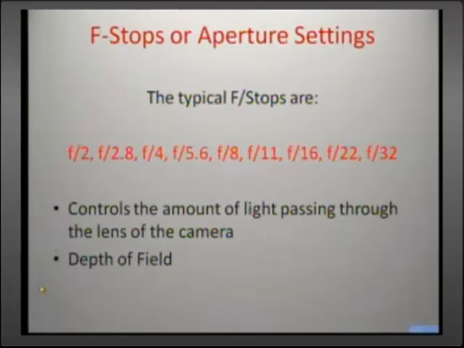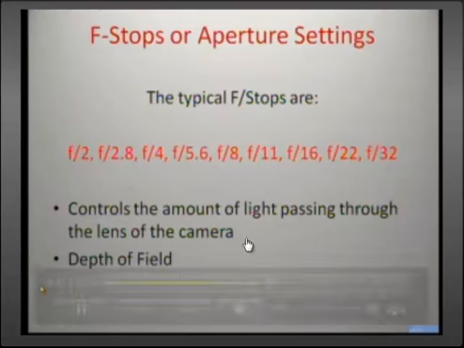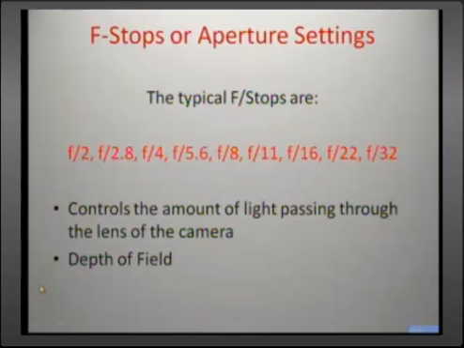All right, let's take a look at the f-stops or the aperture settings. And we talked about shutters a moment ago, and so now let's talk about how f-stops come into play when we're talking about exposure. Okay, so the typical f-stops are f2, f2.8, f4, f5.6, f8, f11, f16, f22, and f32.